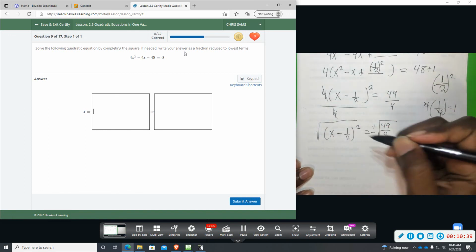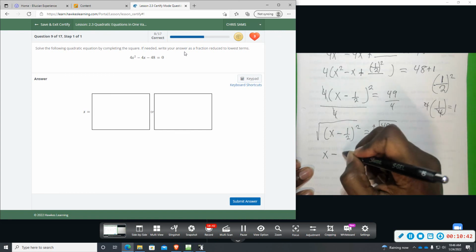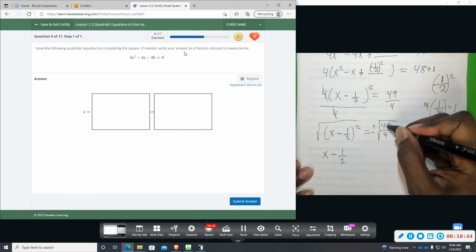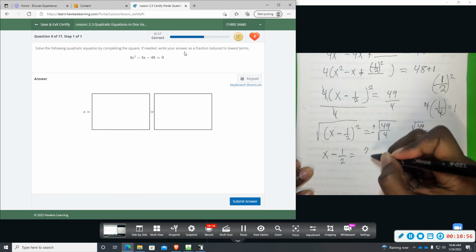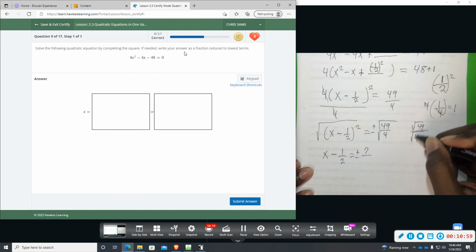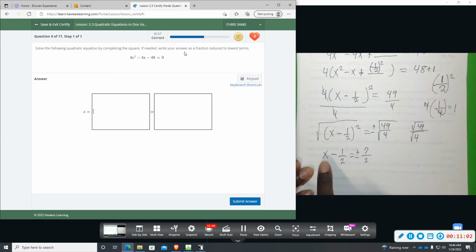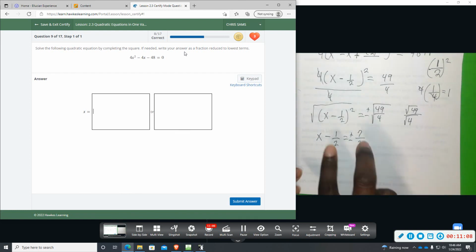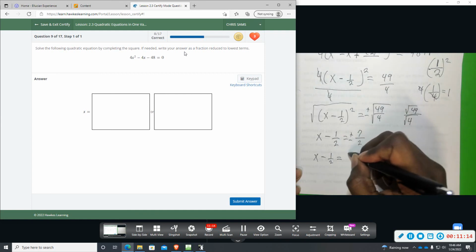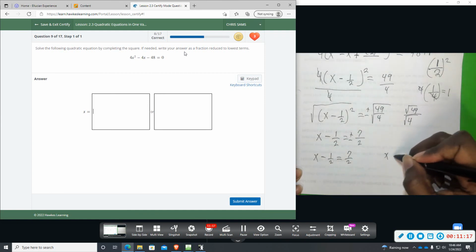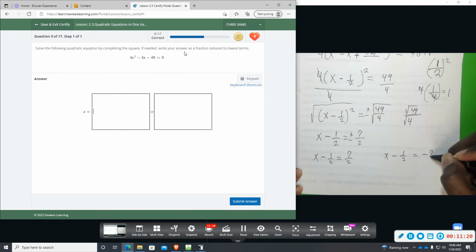Square root will cancel each other out. So that's going to leave me with x minus 1/2. And then over here, it's the same as saying the square root of 49 over the square root of 4. You can give them both their own and just do them individually. The square root of 49 is 7, and the square root of 4 is 2. Okay, so we get x minus 1/2 equals positive or negative 7/2. And then one more step, we're going to set these and solve them. So we have x minus 1/2 equals positive 7 over 2. And we have x minus 1/2 equals negative 7 over 2.